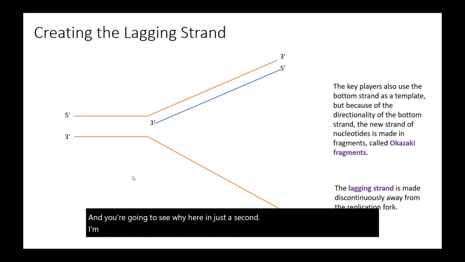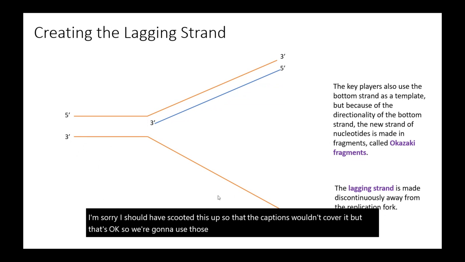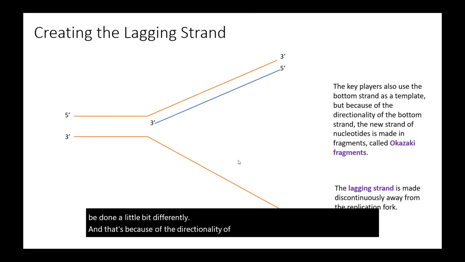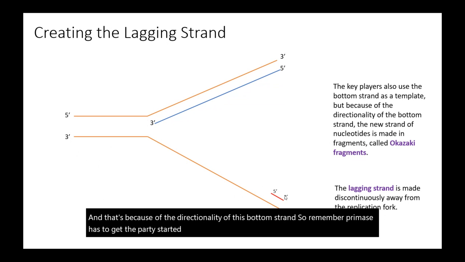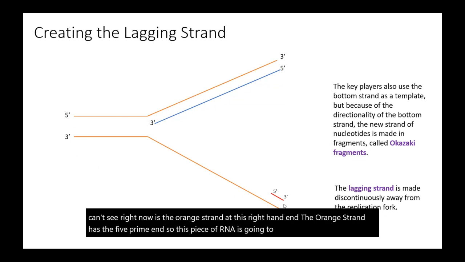And I'm sorry, I should have scooted this up so that the captions wouldn't cover it, but that's okay. So we're going to use those same key players as last time, but it's going to be done a little bit differently. And that's because of the directionality of this bottom strand. So remember, Primase has to get the party started, and so it does. But look at the directionality. What you can't see right now is the orange strand at this right-hand end. The orange strand has the 5' end. So this piece of RNA is going to be anti-parallel. So the RNA primer has the 3' end right here and the 5' end right there.